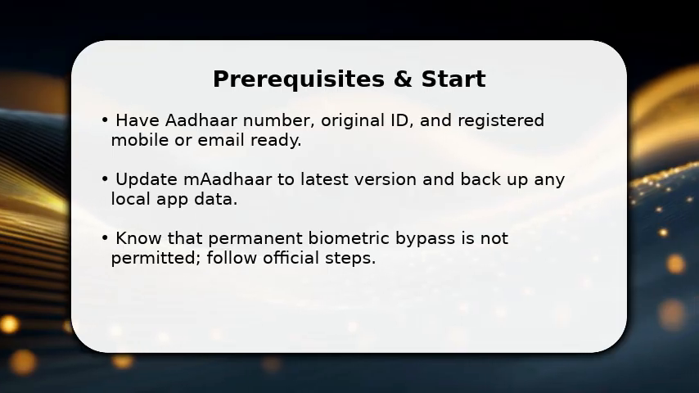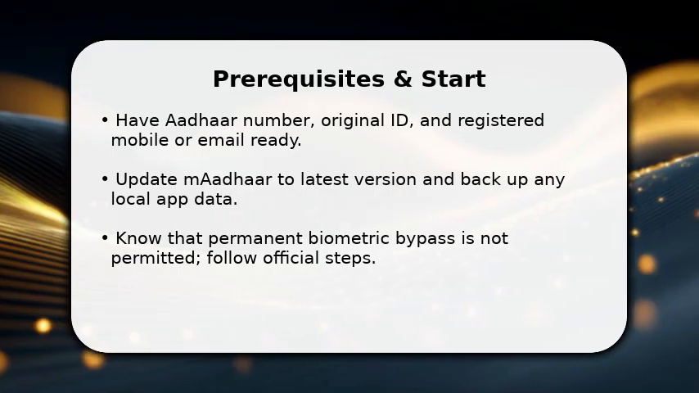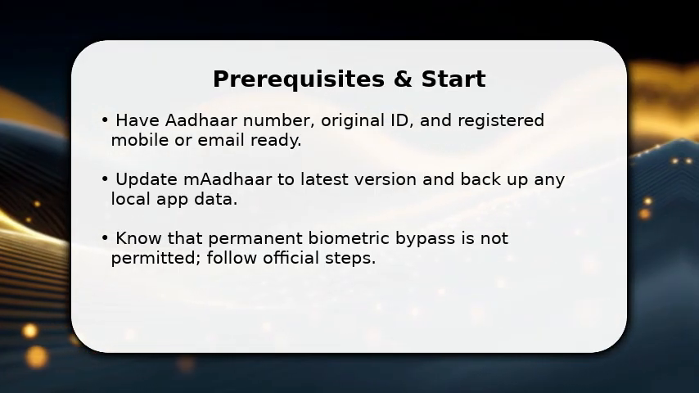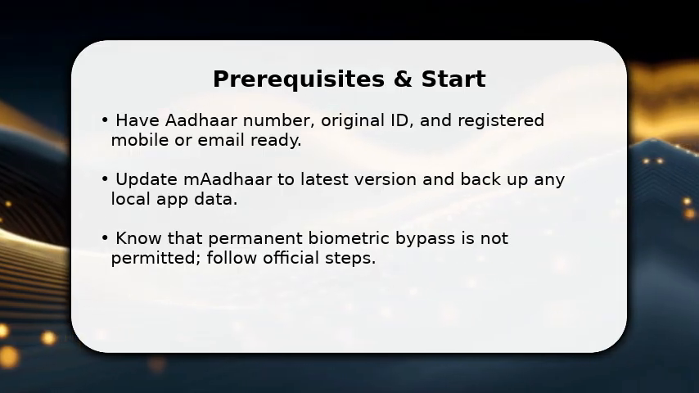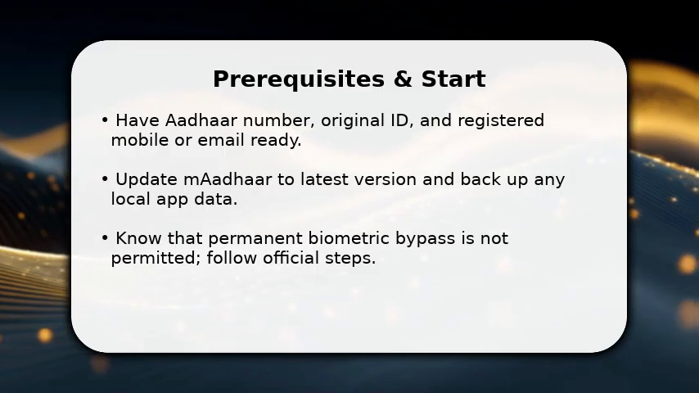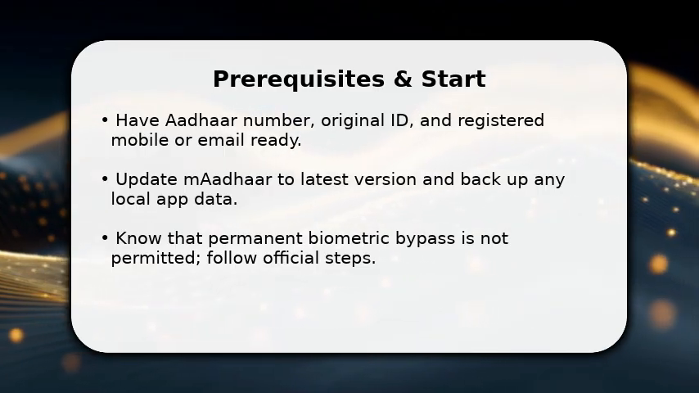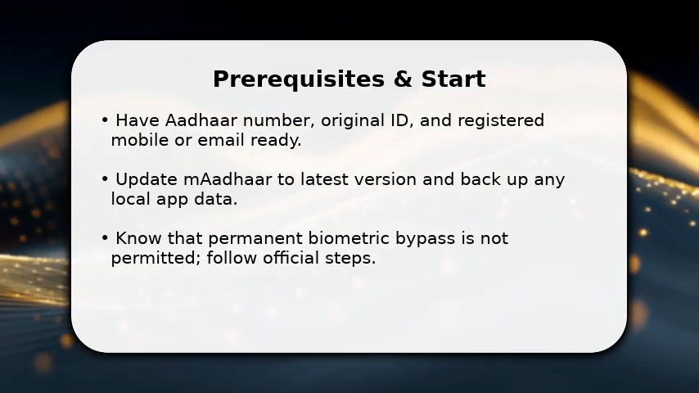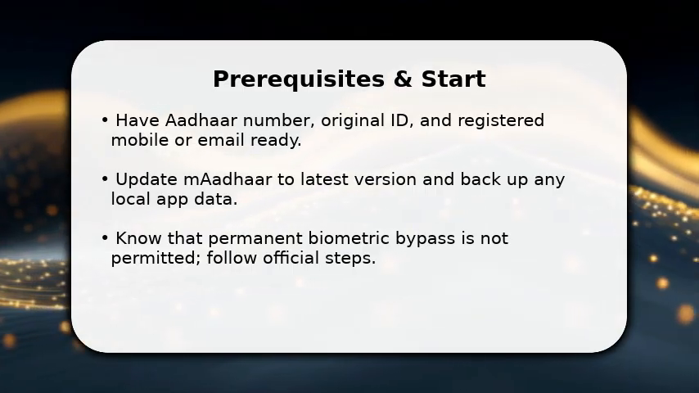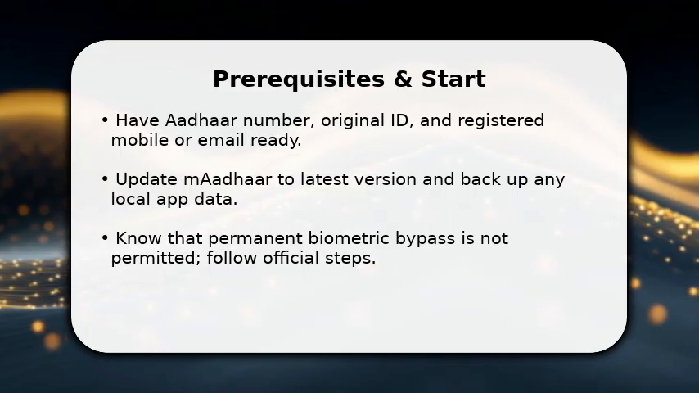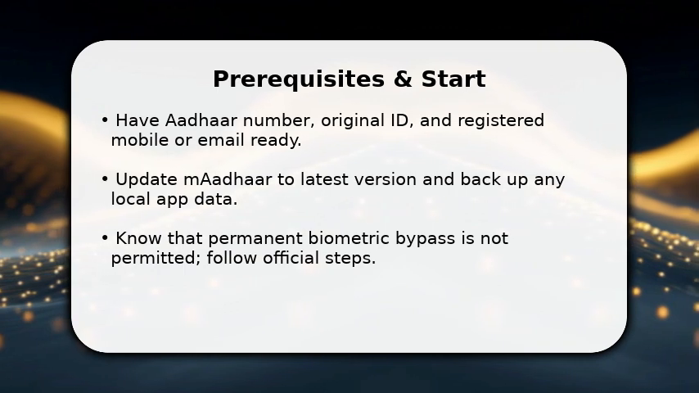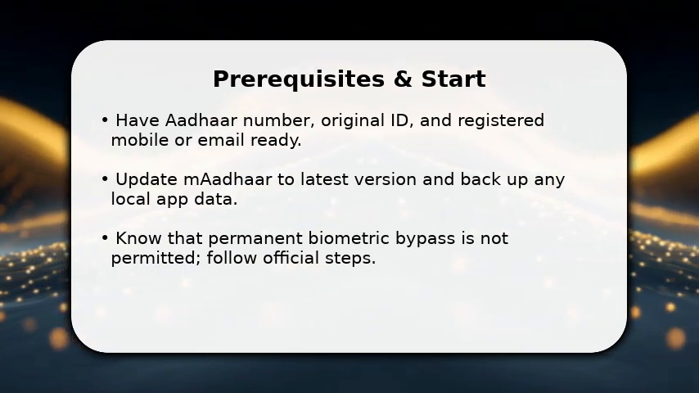You're ready to act. Keep your Aadhaar number and the mobile or email registered with UID accessible. I cannot help disable or bypass biometric locks. Those are security controls. Instead, begin by opening mAadhaar, signing in with OTP, and checking available account settings for authentication options. Once done, make sure your app is updated and note any official menu items for locking or unlocking features. These are the lawful, supported paths that protect your identity.